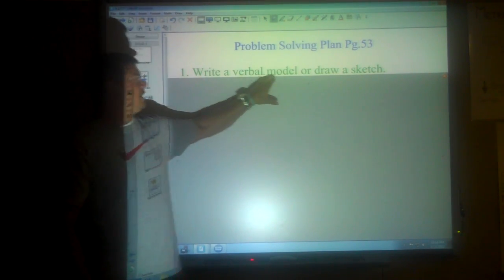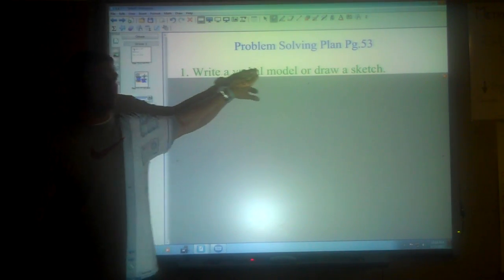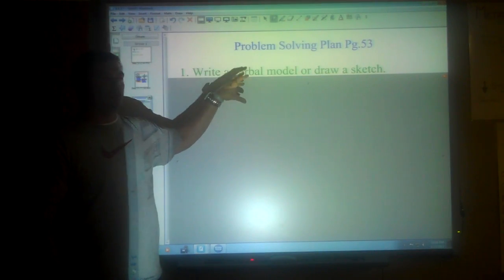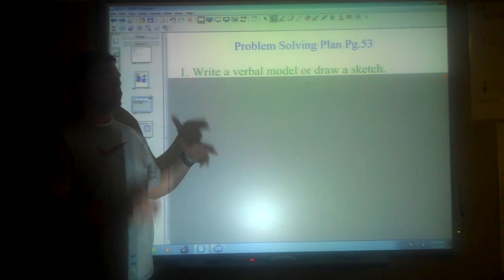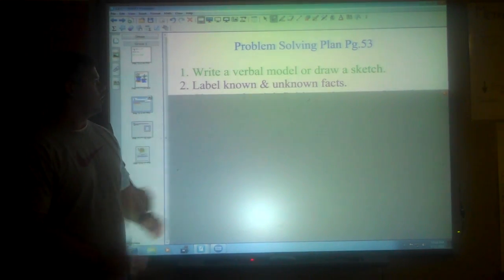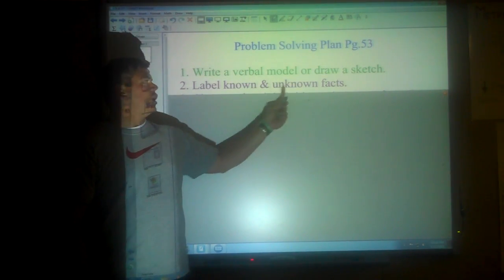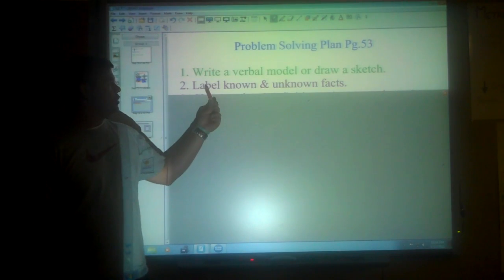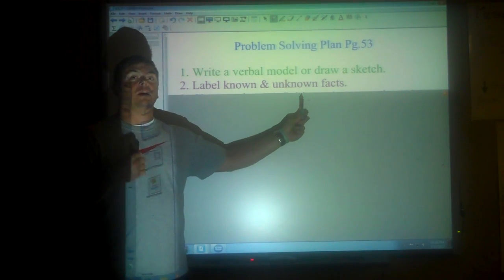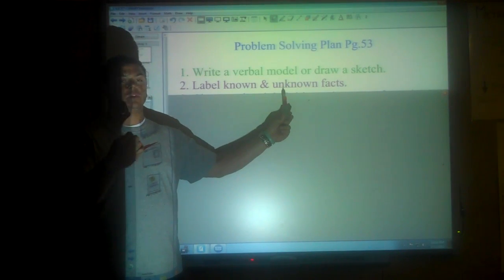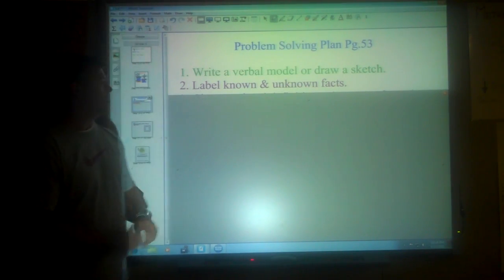The verbal model is anything you're using words for. Even if you were to say something like volume equals length times width times height, that's in words. You can then substitute values that you know, which is what number 2 is. Label any known and unknown facts. Anything you know, you substitute that value in. Anything you don't know becomes an unknown, a variable that you stick in there. You leave the variable in.